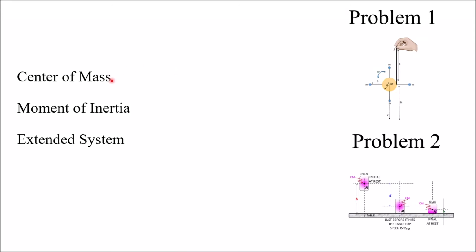In this video, we're going to talk about the center of mass, moment of inertia, and we'll go over what an extended system is all about. And we'll apply this to two different problems, one of which is basically a yo-yo unraveling, and another one is a mass which is dropped from a certain height and it compresses once it collides with the tabletop.